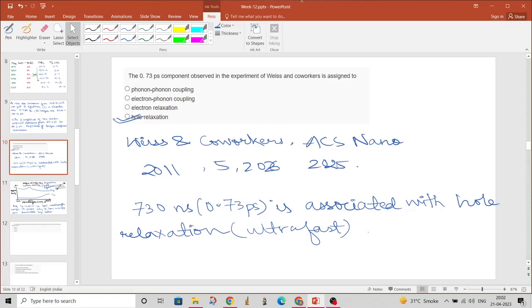So to answer this one, the 0.73 picosecond component is assigned to the hole relaxation, not to the electron relaxation, because it occurs in high energy, and this happens in low energy.